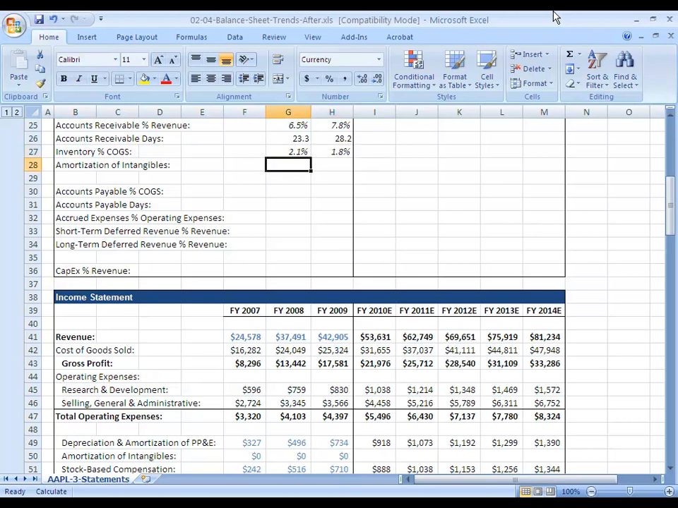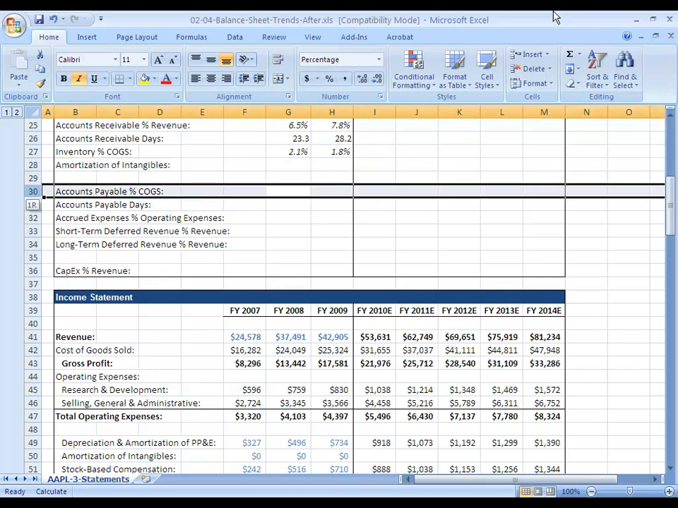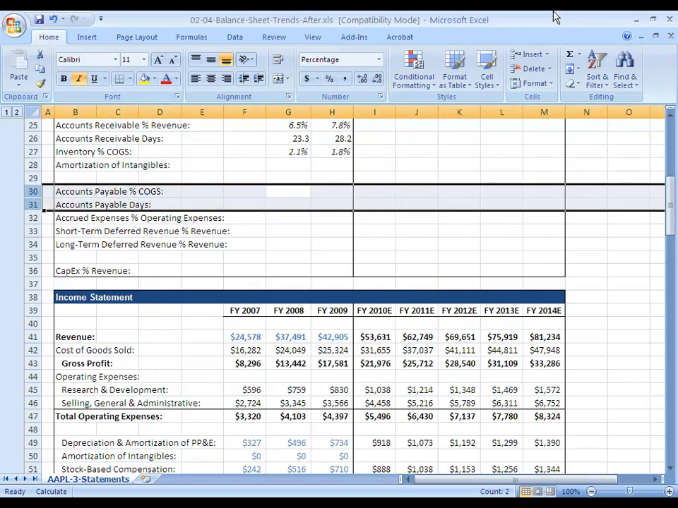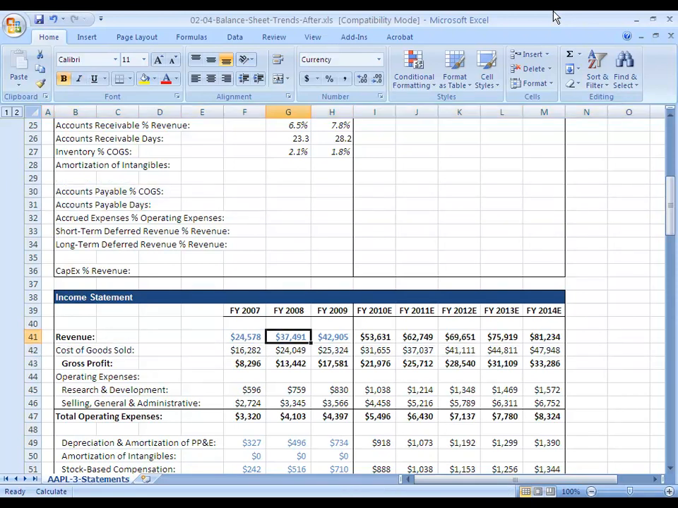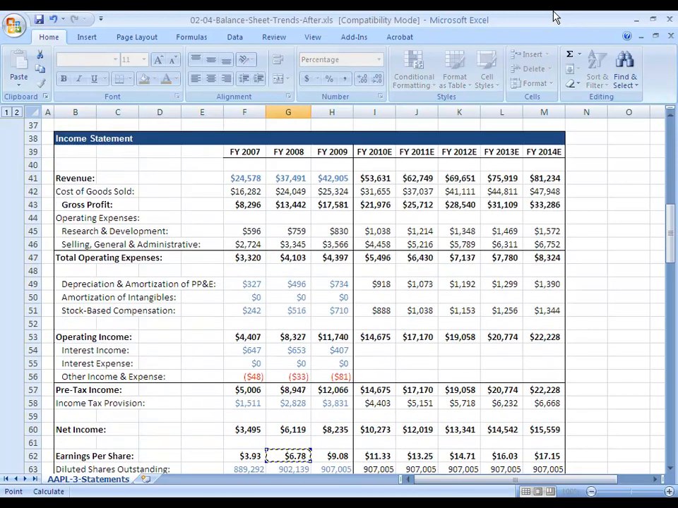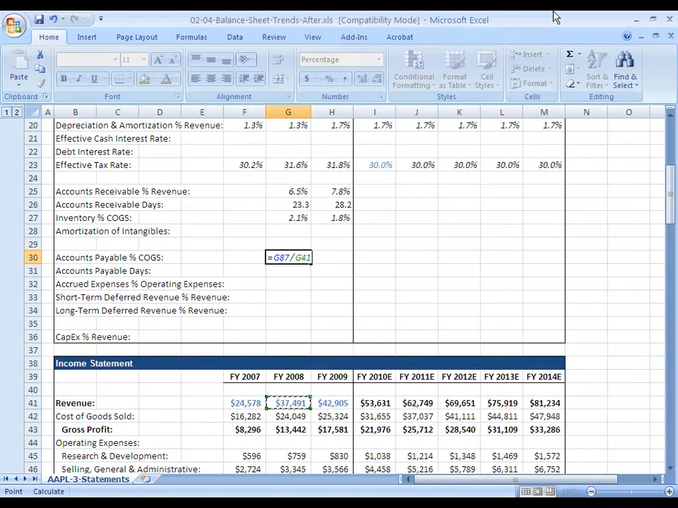Amortization of intangibles we're going to leave blank for now and come back to later on. Accounts payable is a percentage of COGS and accounts payable days. So once again, these are just referring to the same concept as accounts receivable. So how long does it take for Apple's suppliers and manufacturers and inventory people to actually collect their accounts payable from Apple? So for this one, I'm going to take accounts payable on the balance sheet and then divide by cost of goods sold. We could also potentially divide this by operating expenses. I'm going with cost of goods sold here because I think that's a little more standard than using operating expenses for accounts payable. Usually it's linked to the manufacturing and shipping of products.